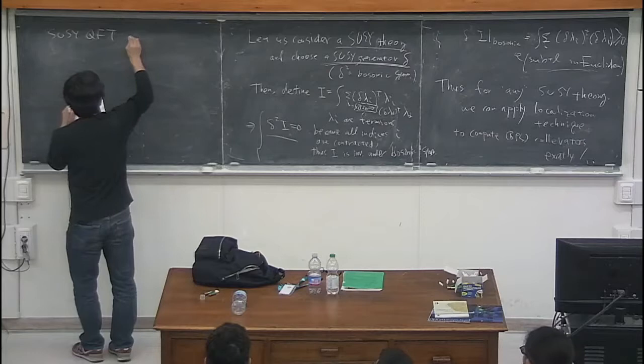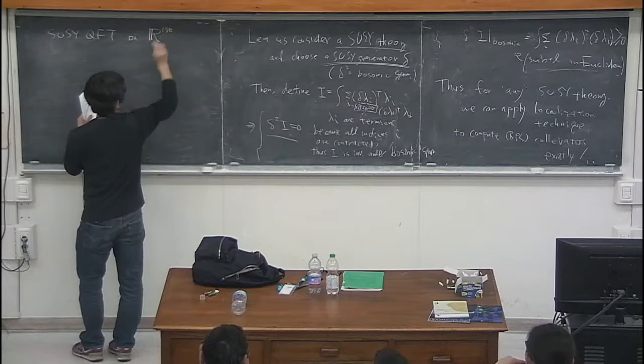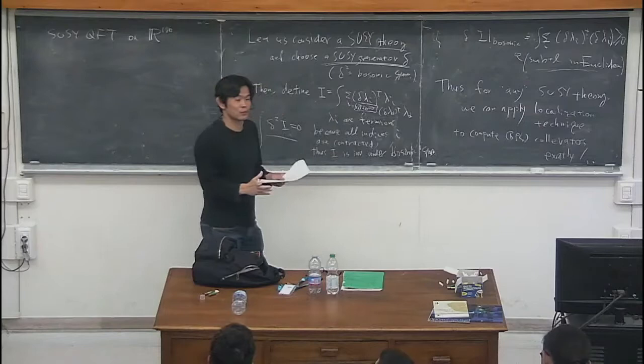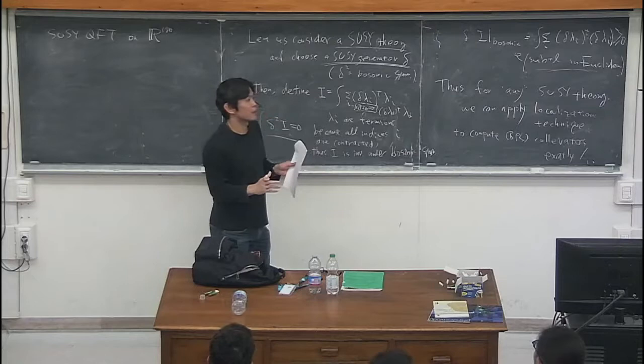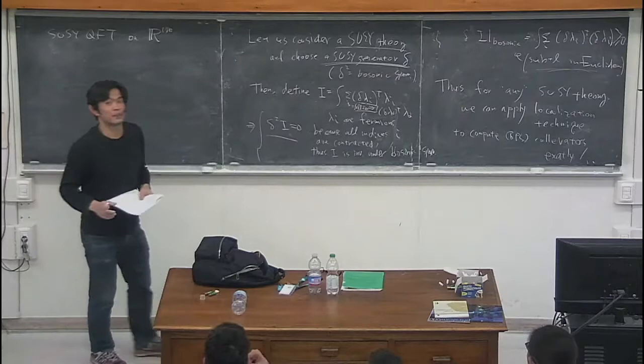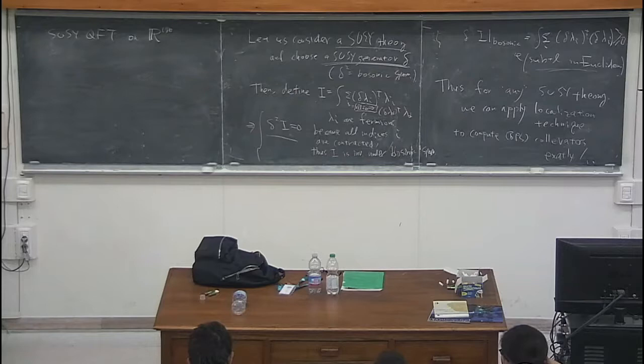The actual computation on this one is, as I said, a bit heavy, because on a curved space we cannot construct superfields. It's a component field, but it's coupled to the curvature. So everything should be in component fields on a curved space. In general it's not difficult, but it's a messy calculation.